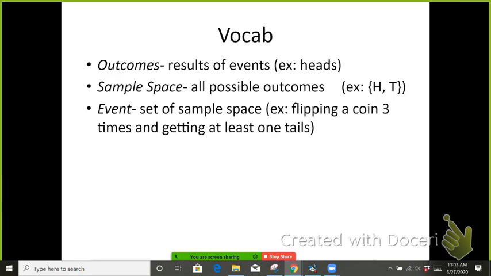Alright, the sample space is all the possible outcomes you could get. So if you flip a coin once, it's represented over there as H, T, heads or tails. Alright, and an event is a subset of the sample space. So let's say you flip a coin 3 times. An event could be getting tails at least once in all 3 flips. So that event could have outcomes like tails, heads, heads; tails, tails, heads; tails, tails, tails; heads, tails, heads. Alright, those are all outcomes in that event of flipping tails at least once.